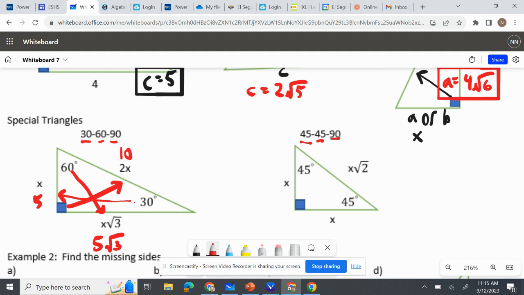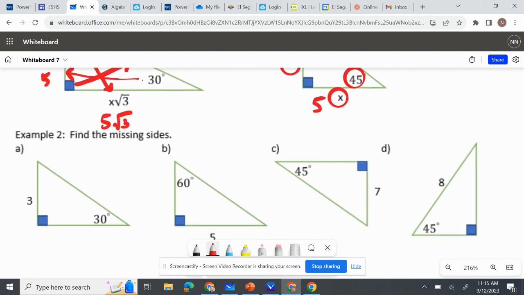Our other one is 45, 45, 90. This is a little bit easier because when the angles are the same, that means the sides are the same. And the 90 degree side is the only one that's different, which is x rad 2. So if we had sides that were 5, the other one would be 5, and this would be 5 rad 2. So let's look at a few examples.